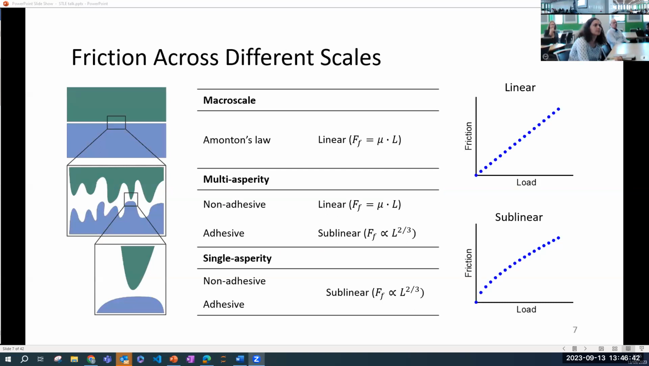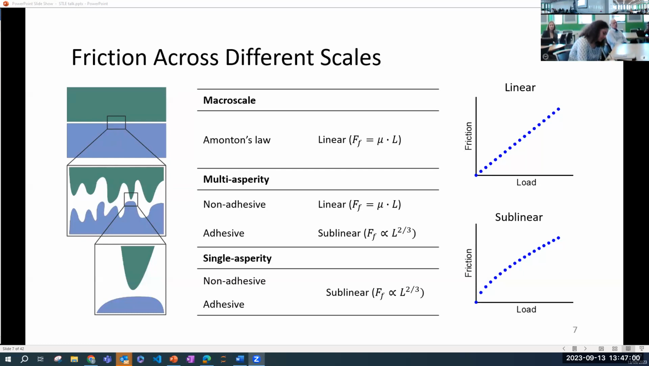Friction behaves differently depending on the scale that we are looking at. At the macro scale, we have Amontons' law, first recorded by Da Vinci, which states that frictional force is independent of surface area and depends only on the normal load.